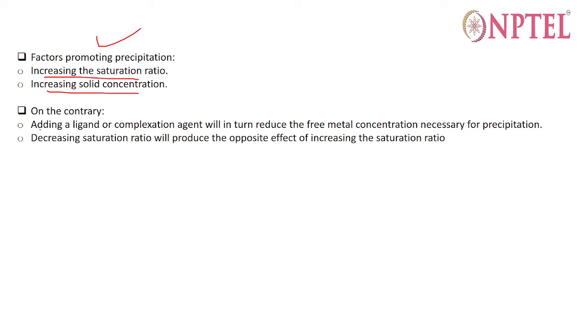On the contrary, if we add ligand, what will happen? It will form complexes. If I add ligand, then the metal ions will form complexes, and the free metal concentration will reduce, right? So in turn, it will reduce the free metal concentration that is necessary for the precipitation. It will be in the dissolved form inside the solution. It will not easily go to the precipitation mode. Simple thing. And decreasing the saturation ratio will obviously negatively affect the precipitation process, right?